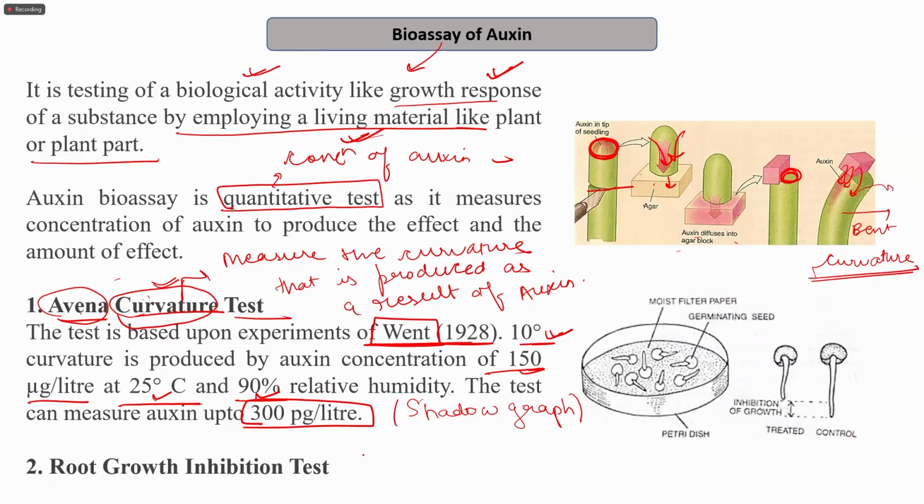Second is the root growth inhibition test, that is, how much root growth inhibition is happening. In the test culture, you will see there is an inhibition of growth in the treated one, and in the control, root growth is seen.